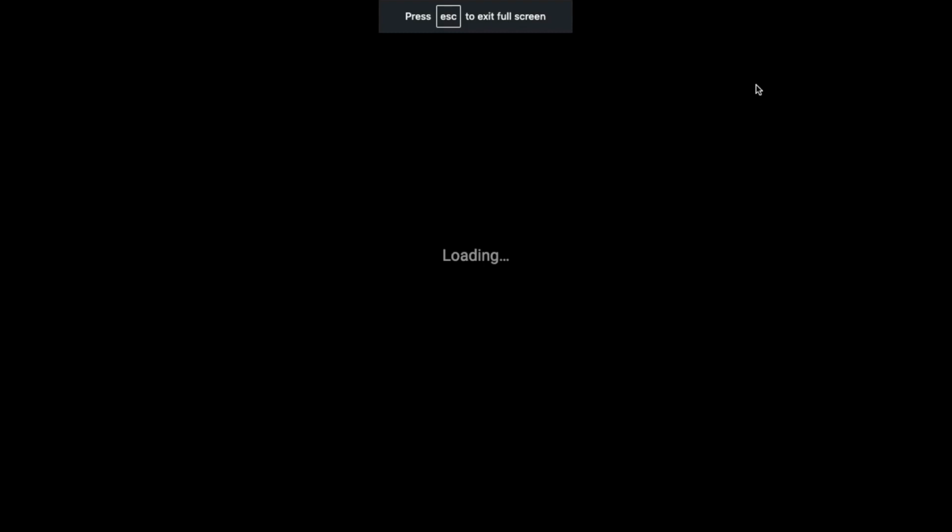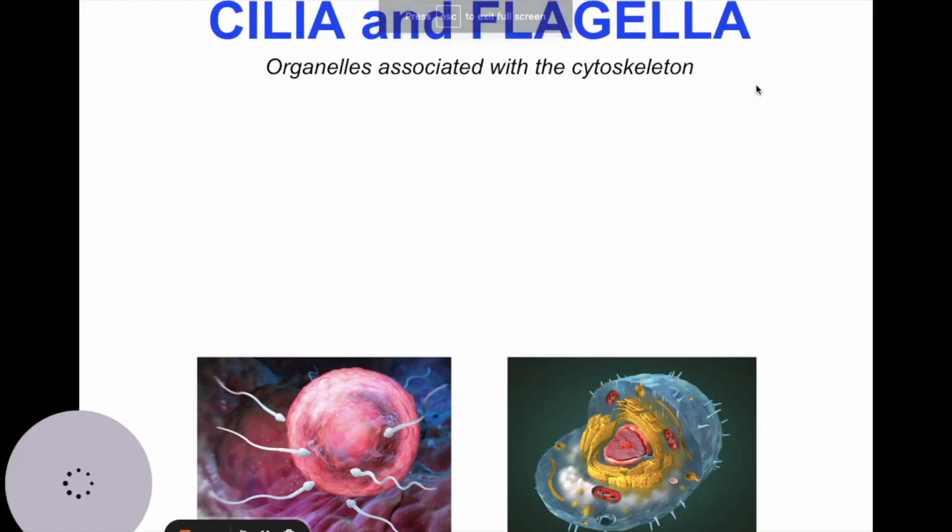Ready? Now, we are going to talk about cilia and flagellum. Flagella is going to be the plural distinction, whereas flagellum is going to be a singular description. Now, these are organelles, which are, again, little organs on the inside of cells or associated with cells. This one is specifically associated with the cytoskeleton. Now, the cytoskeleton we discussed is there for support, but it's also there for movement and transport, okay?